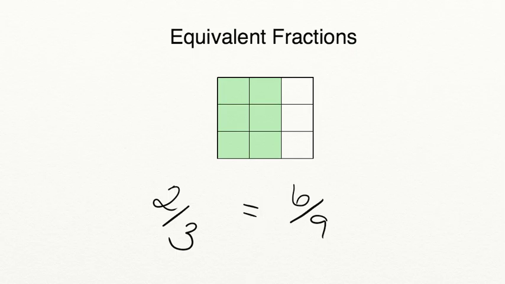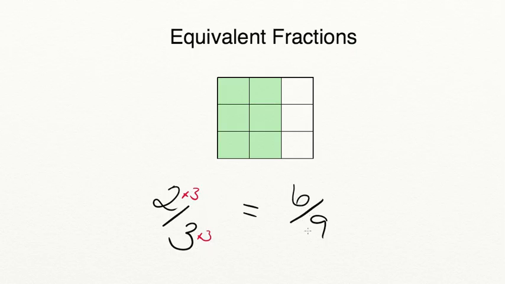So how can you find an equivalent fraction using numbers and not diagrams? Well, let's notice that if we multiply our numerator 2 by 3, we get a value of 6. And if we multiply our denominator by the 3, then we get a value of 9. So to find an equivalent fraction, you have to multiply the numerator and the denominator by the same number.